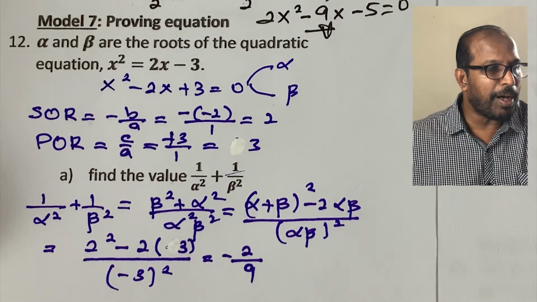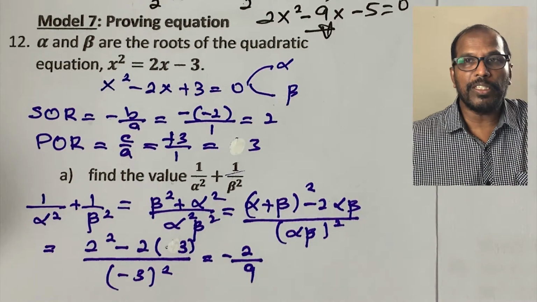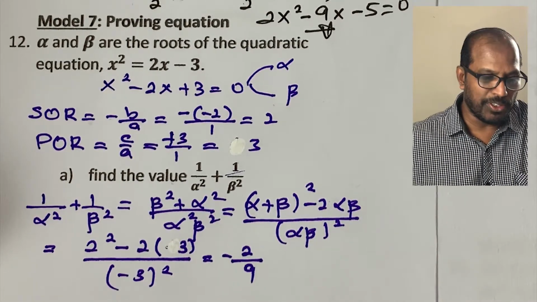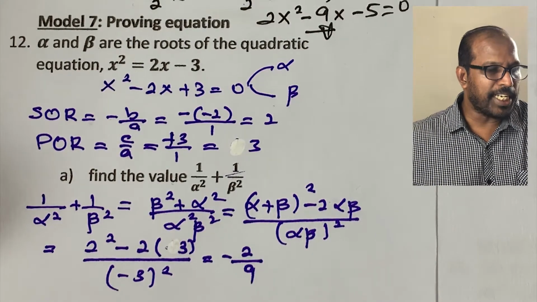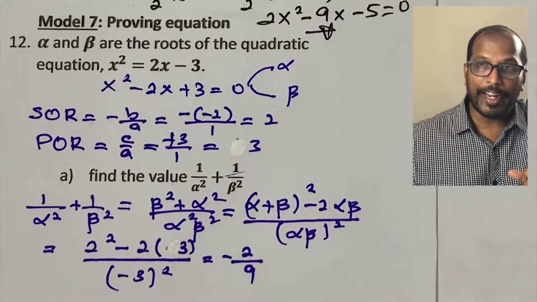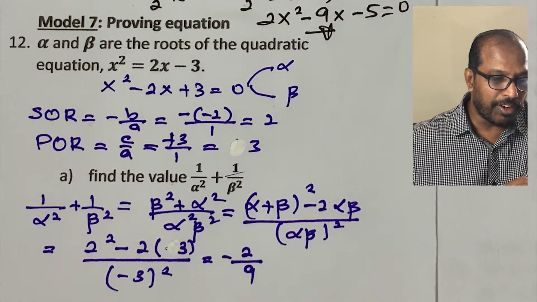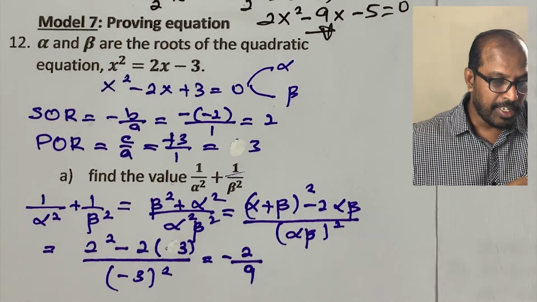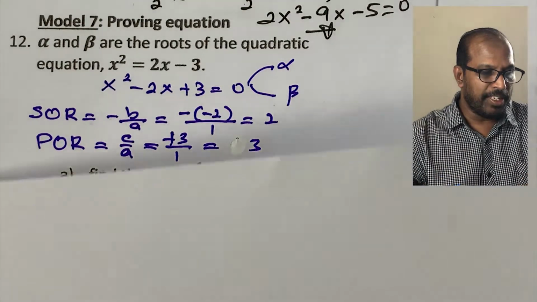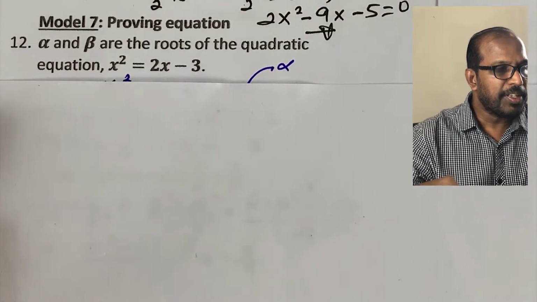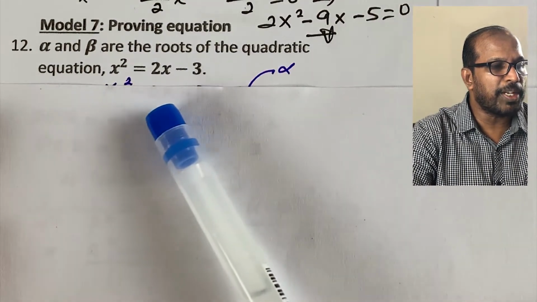So Model 7 is about proving equations. They will give you an equation, then you have to prove that equation by using quadratic functions. Now we take an example of question number 12 directly. This is written that alpha and beta are the two roots of the quadratic equation x squared equals to 2x minus 3. So you are given an equation.